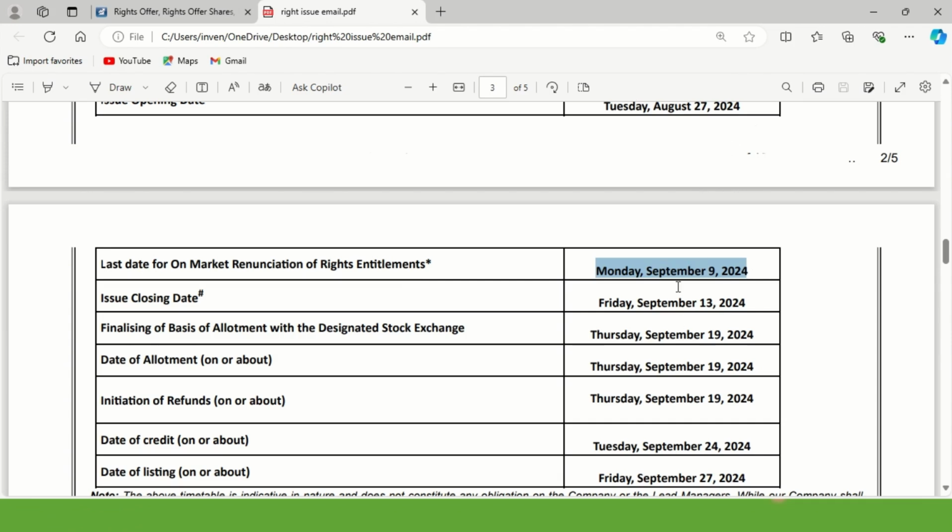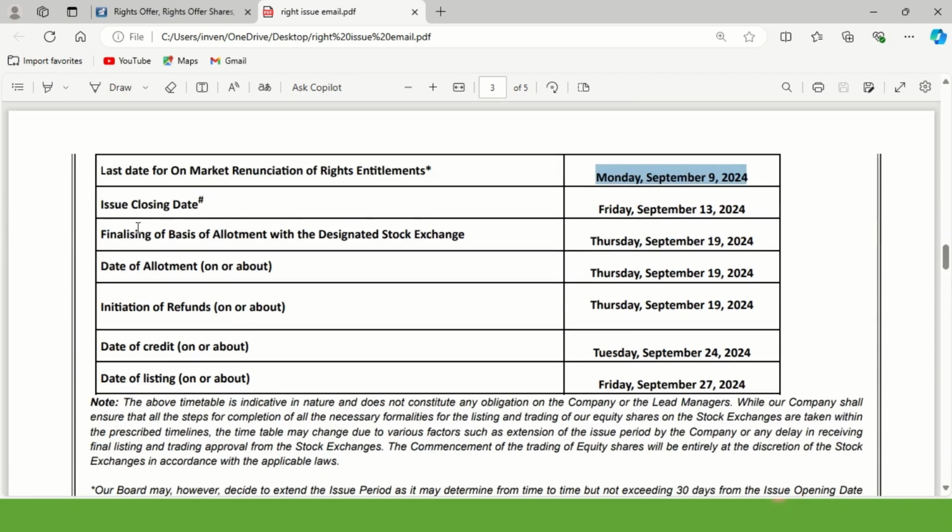Suppose you are not buying, in a sense, within that duration you need to sell in the market. Whatever share price is available, based on that you can sell. The issue closing date will be September 13 as they have given, and the finalization, when it will be credited in your account, is September 24. Based on these dates you have to do all these things.